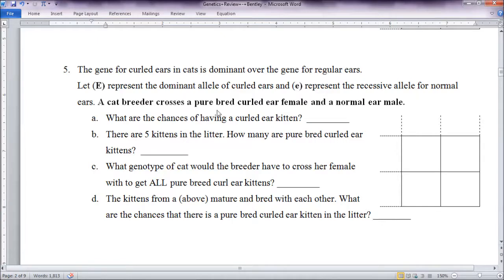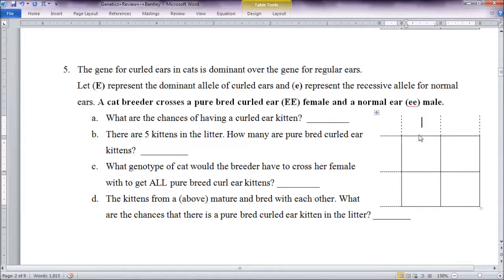A cat breeder crosses a purebred, curled-eared female. Now, we didn't say it's a sex link, so it really doesn't matter that it's female. But it does say purebred, which means 2 of the same gene. So big E, big E. And a normal ear male. So normal will be little e, because the only way to make it normal, so to express the recessive trait, is to have 2 recessive genes.